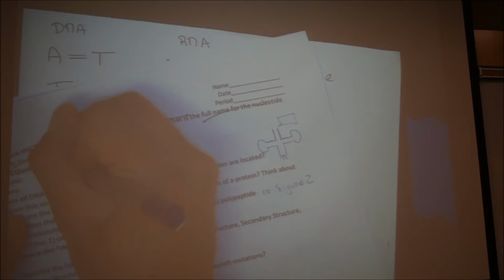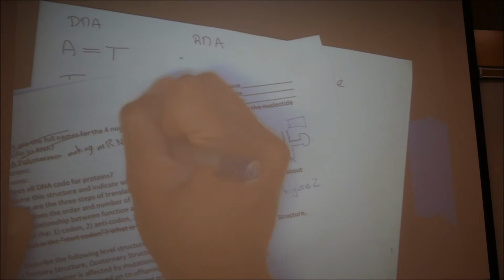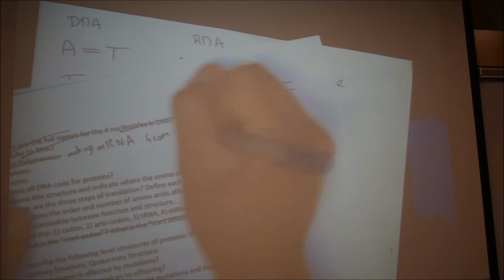RNA polymerase is the thing that's making mRNA from DNA in the nucleus.